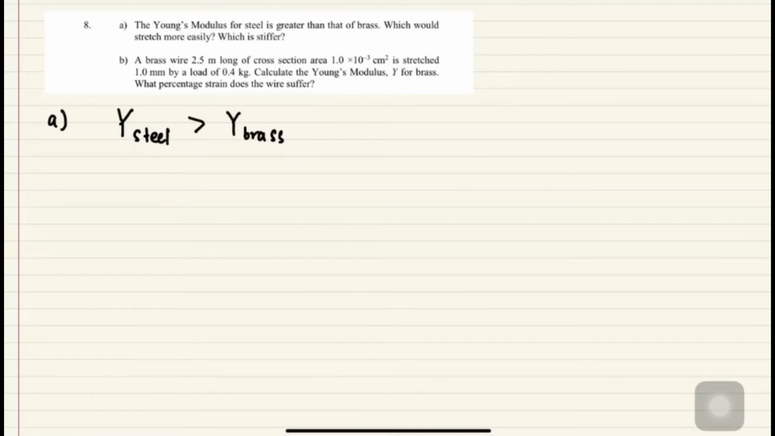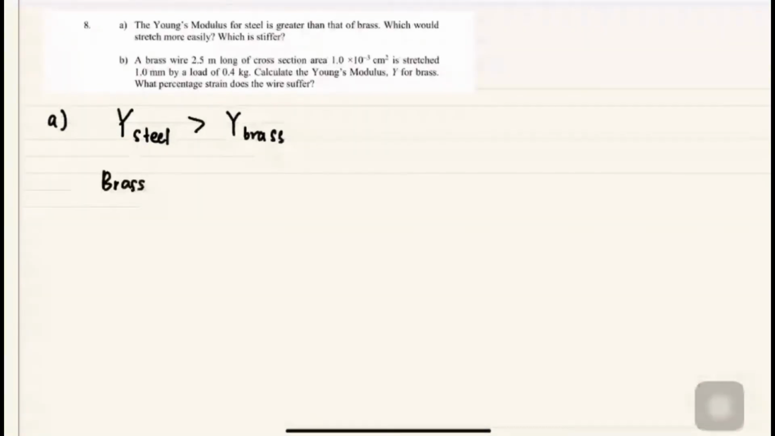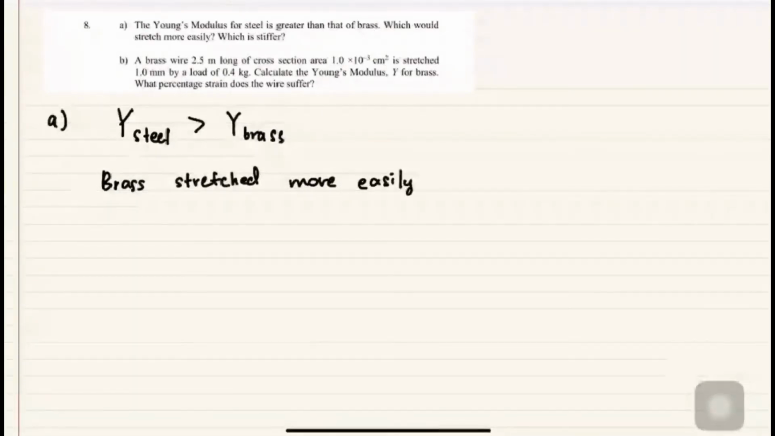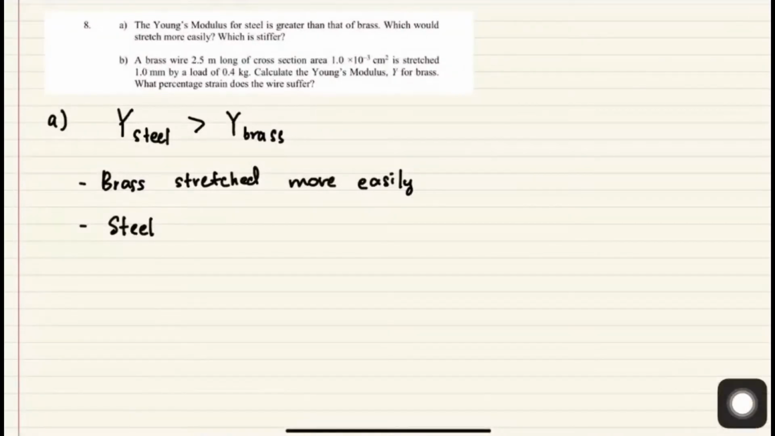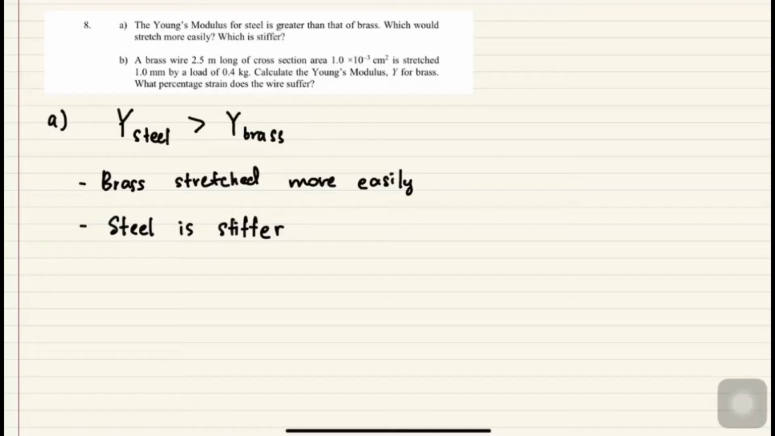Okay. So brass, saya tak kerti nak pronounce. Brass stretch more easily. Which one is stiffer? Steel. Okay, good. Steel is stiffer. Very good. Sebab apa? Sebab yang modulus tu lagi tinggi, yang modulus lagi kuat lah dia. So brass tu dia punya yang modulus rendah, so dia lagi senang nak stretch. Yang steel tu lagi stiff. Okay, very good. That means you guys understand lah.